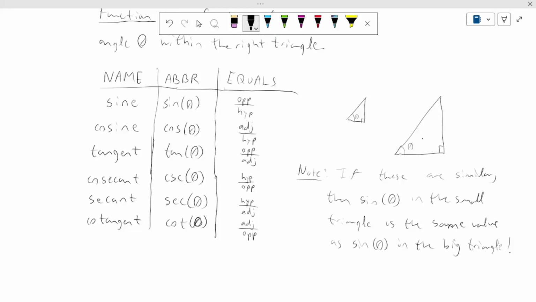Okay. So any questions on that so far? On the definitions? Have we all seen these definitions before, by the way? The sine and cosine and tangent and the reciprocal functions. None of this is new. Okay. Then let's do an example.